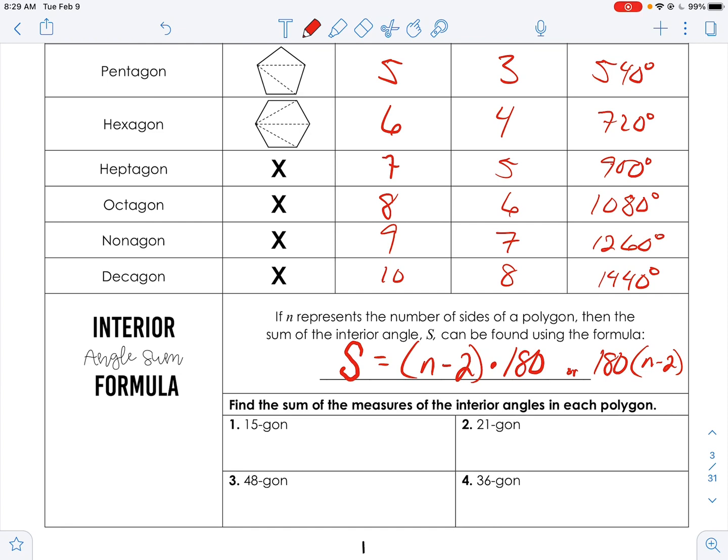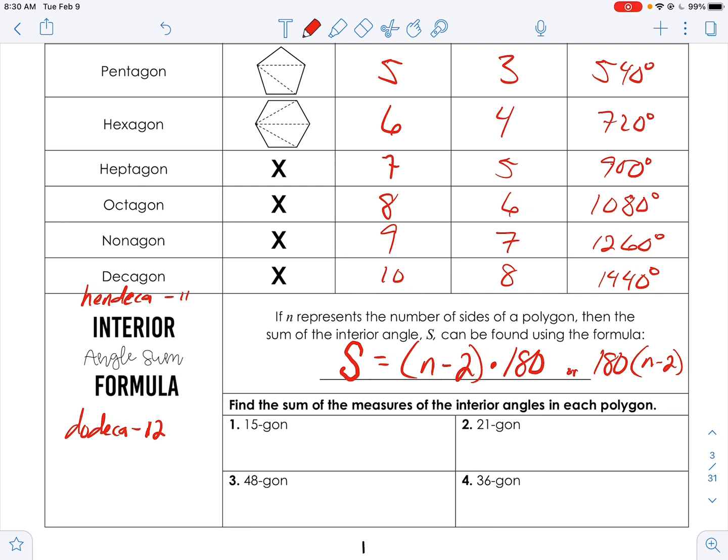So let's see how this works. Let's find the sum of the measures of the interior angles of each polygon. Number 1, we have a 15-gon. Once you get past decagon, there's a hendecagon, which is 11, and then there's dodecagon, which is 12. And there are more. You're welcome to Google them, but those are the ones you'll get the most. Dodecagon seems to come up in trivia game questions, so it's good to know that one. But once you get up there, it's just a 13-gon, a 14-gon, a 15-gon, a 16-gon.